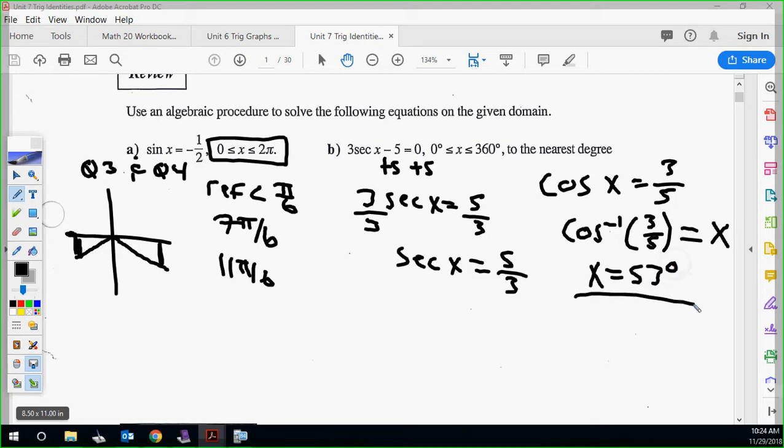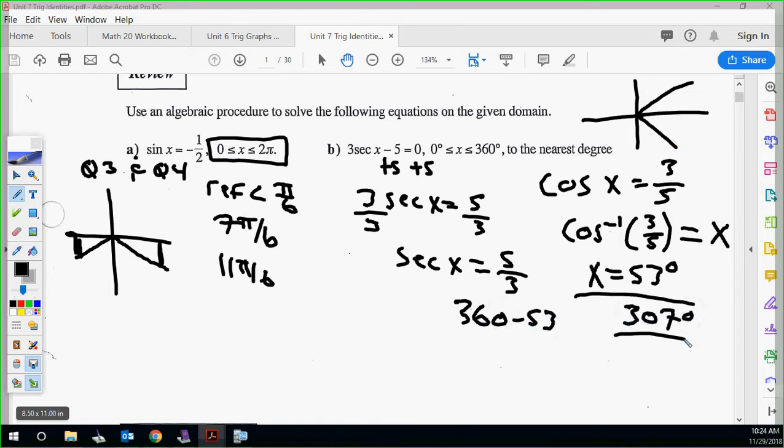Now you ask yourself, we have cosine of 3/5. Is that positive? Yes. So 53 is a solution. Because we're talking about cosine, we want this answer of 53 and this answer of 53. So we want 53 and 360 minus 53. That gets me the other one. So your other answer is 307. 53 and 307.